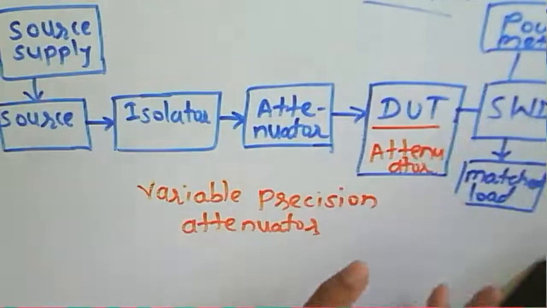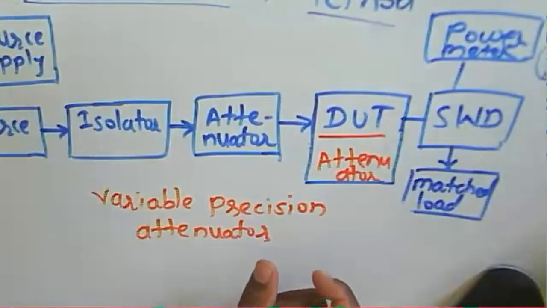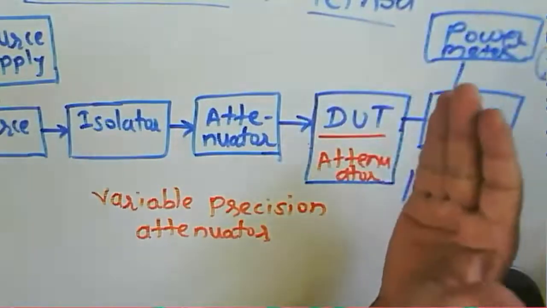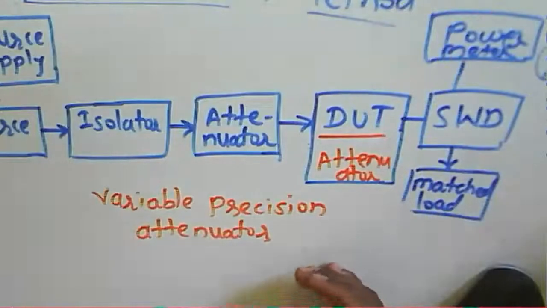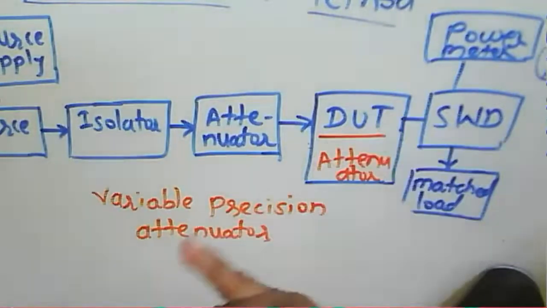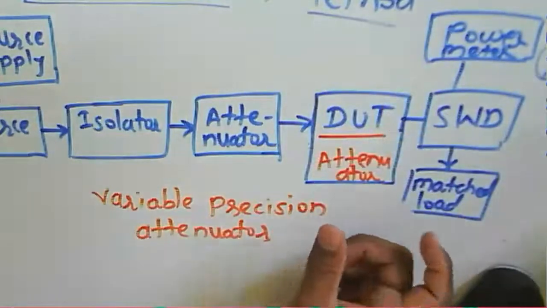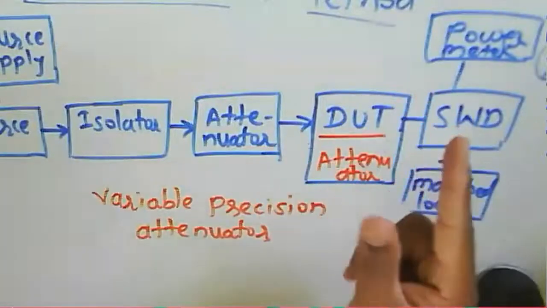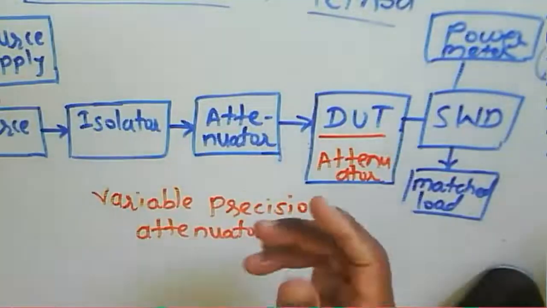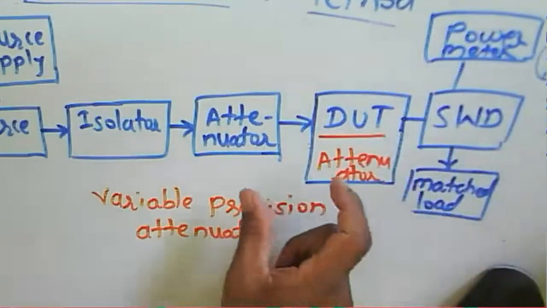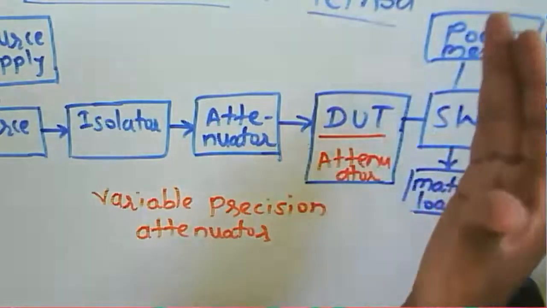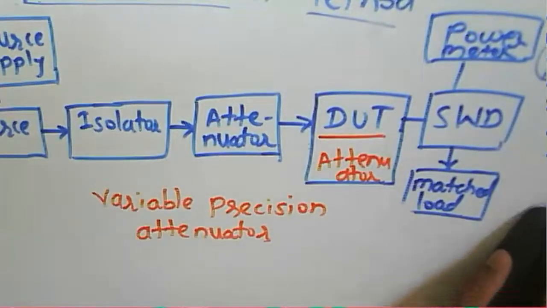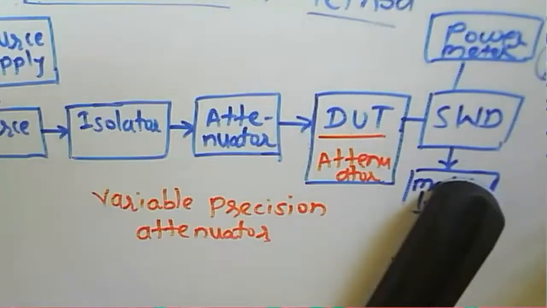Instead of a power meter, some people can use a VSWR meter here. While inserting the device under test, we get some VSWR value, a meter point indicating some VSWR. Then we replace the device under test with the attenuator and vary it to find the point where we got the deflection earlier with the device under test. Once that point is reached, we directly measure the attenuation there. So that's all about the measurement of attenuation.